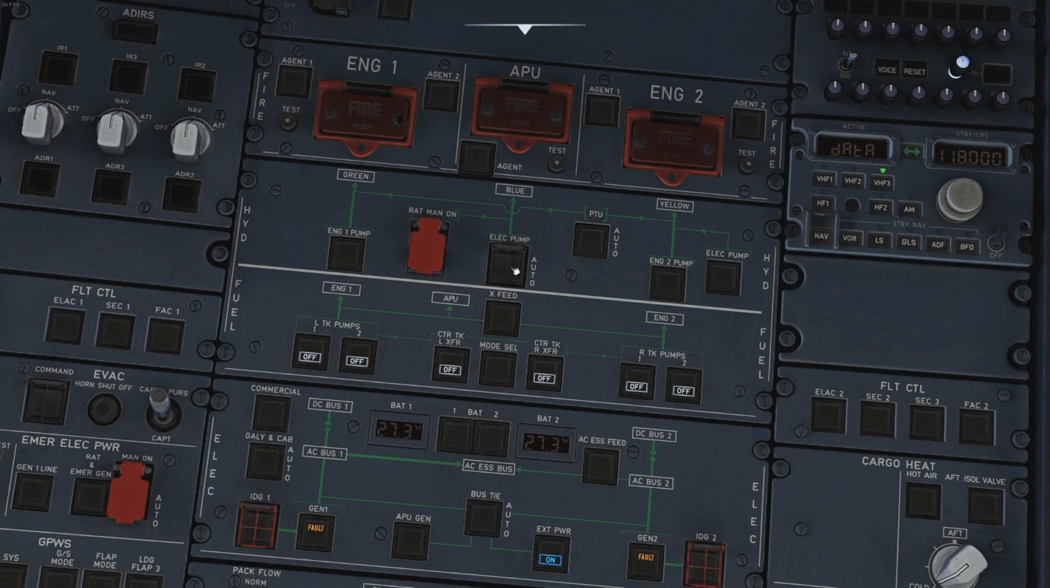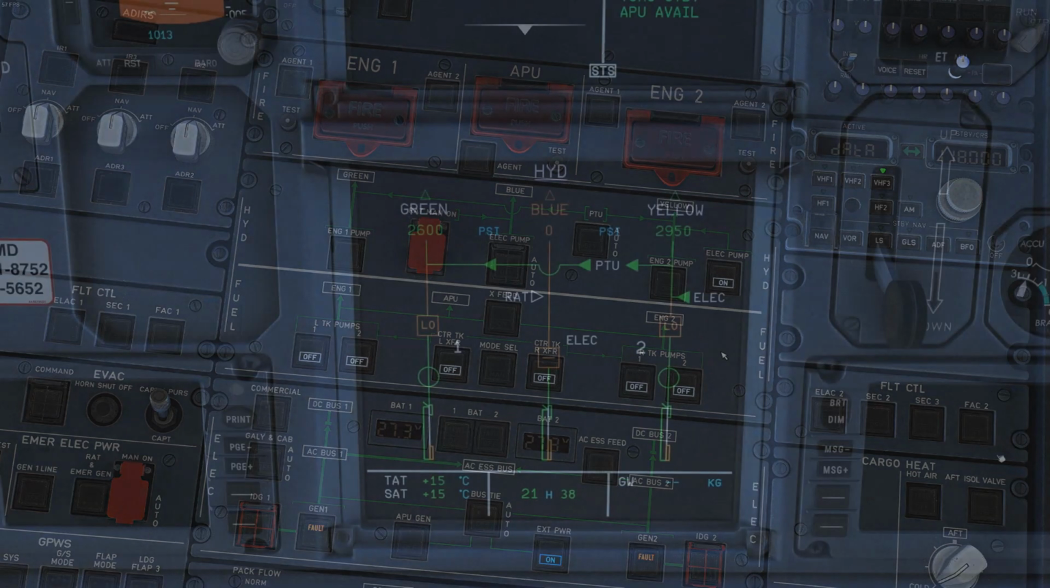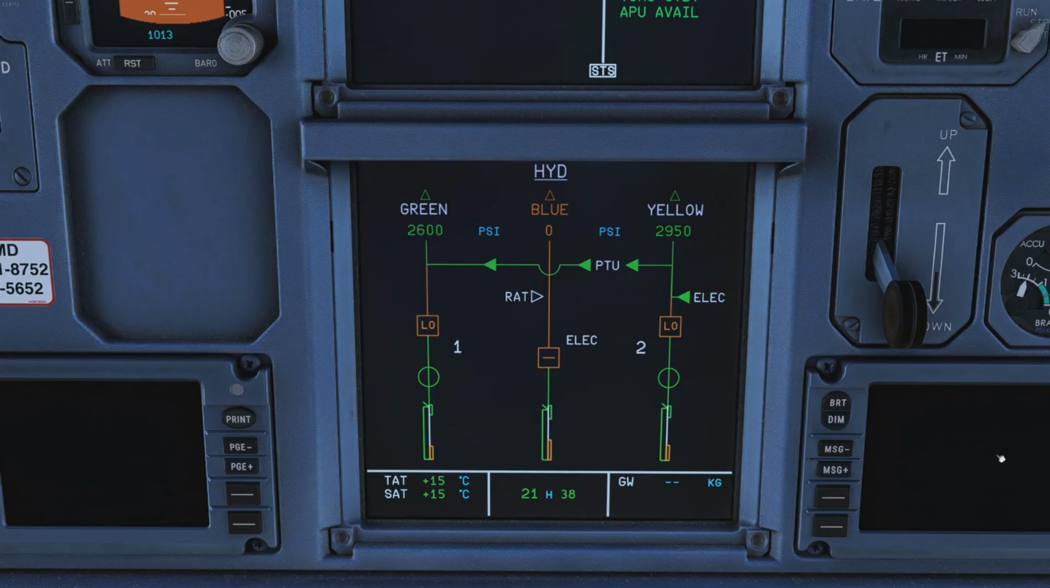And we have the electric pump for the blue system, and I'm now going to switch on the electric pump for the yellow system. And if we come down here, we can see a few things have changed. So the ELEC pump is now shown that it's online, and the PTU is now supplying pressure to both green and yellow systems. This, by the way, is what's gonna cause a lot of noise in the cabin now until these are equalized. So it's a bit annoying, and usually this configuration is not really done when we're on the ground.